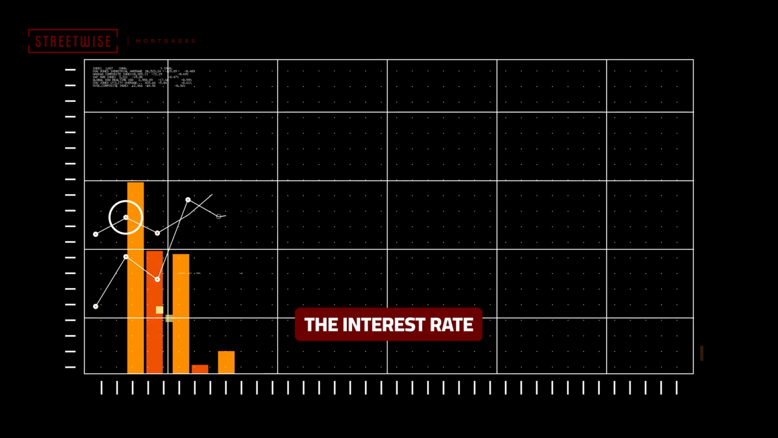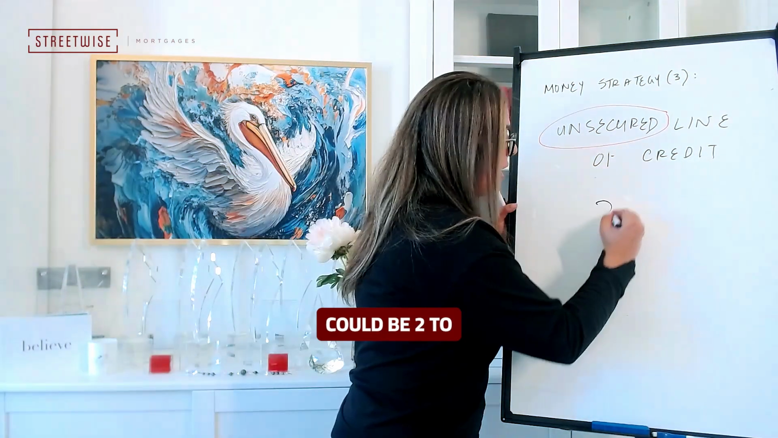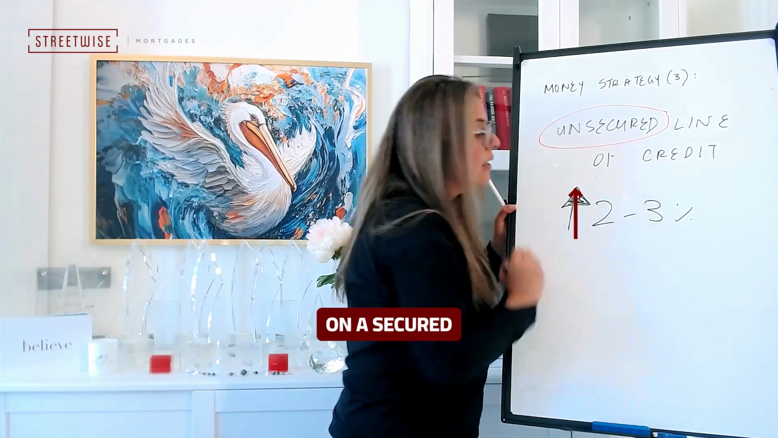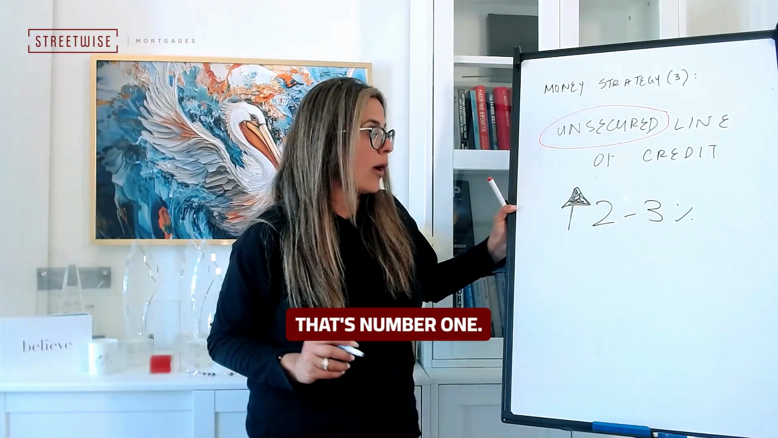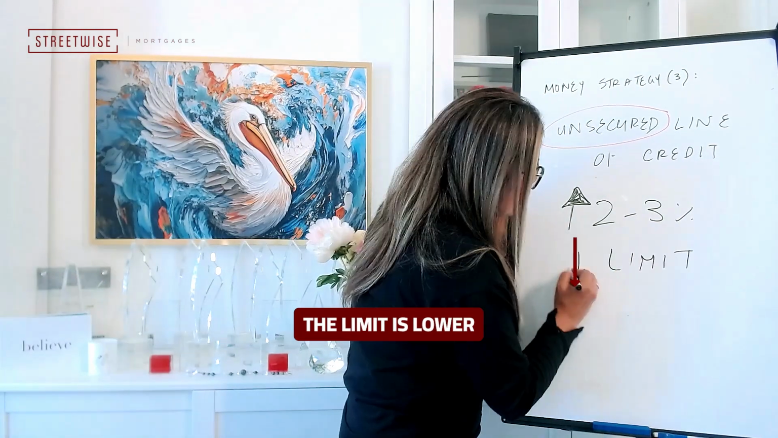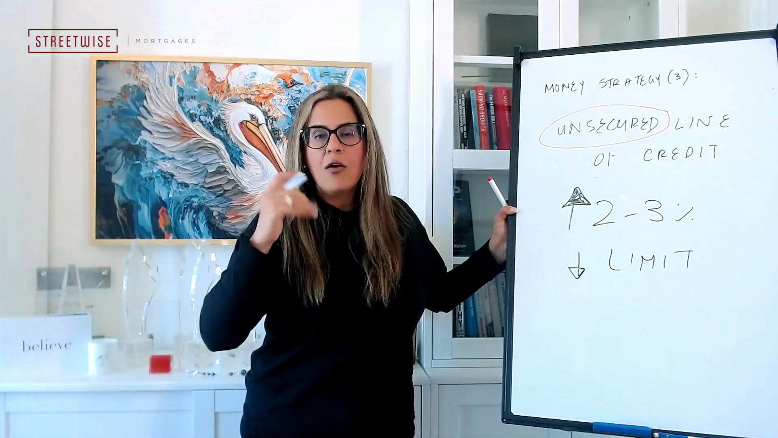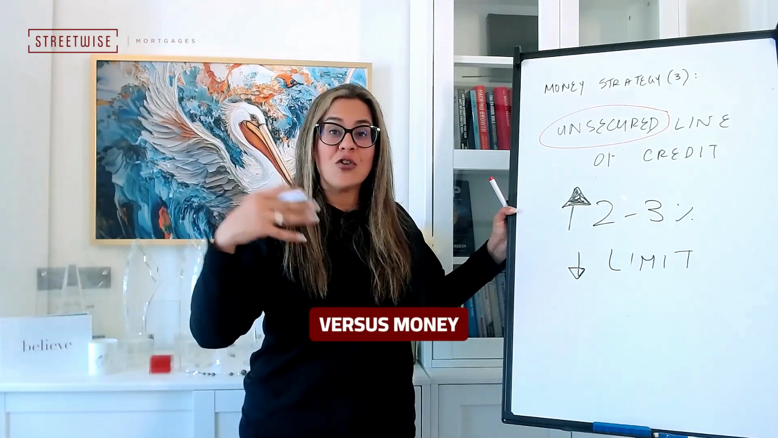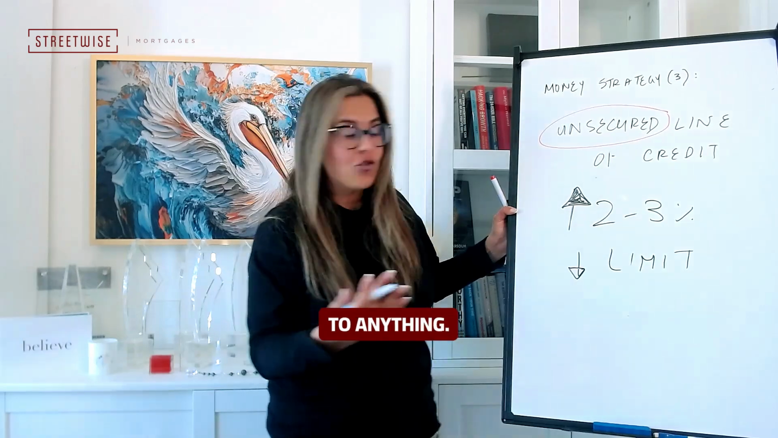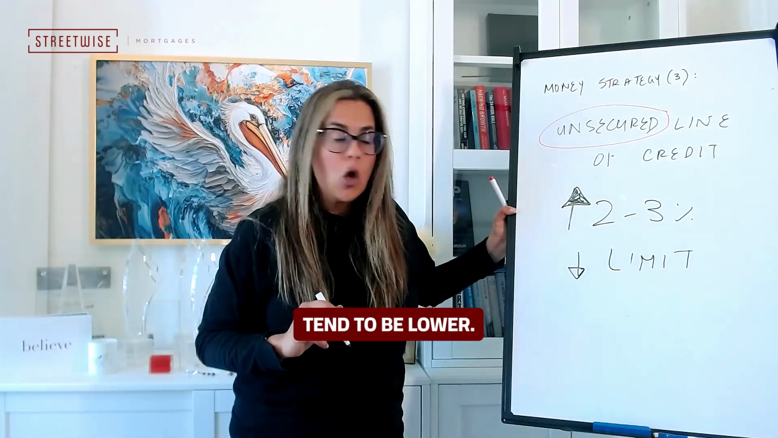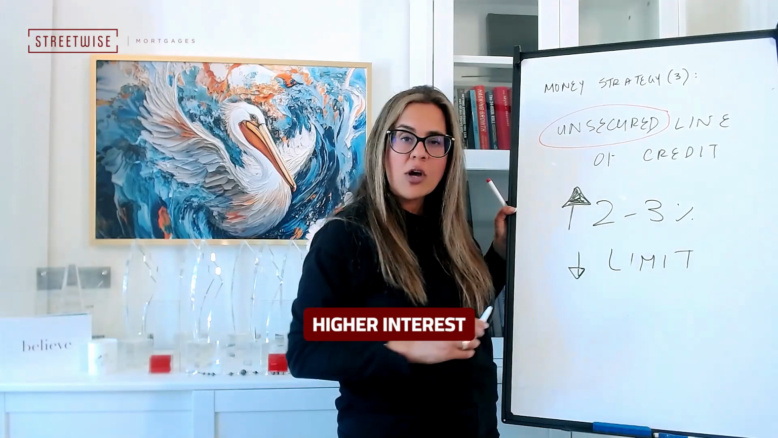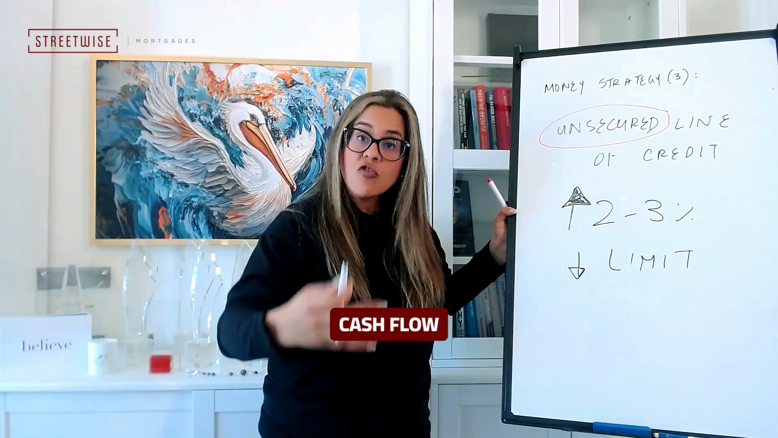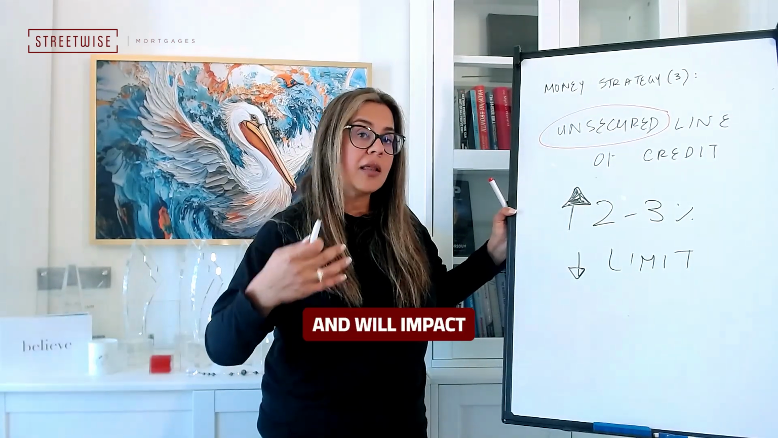Number one, the interest rate on an unsecured line of credit could be 2 to 3% higher than what you would get on a secured line of credit. Number two, the limit is lower, because the bank feels more comfortable giving you more money that is attached to a property versus money that is not attached to anything. So the limits tend to be lower. Also, because you're paying higher interest, that will likely impact your cash flow on an income property and will impact the profitability.